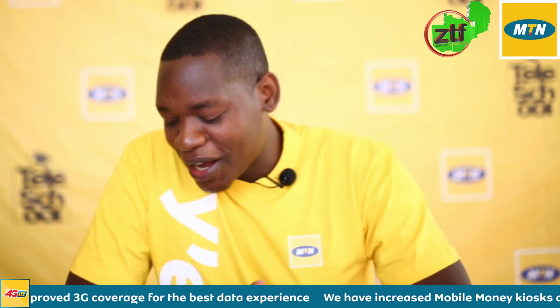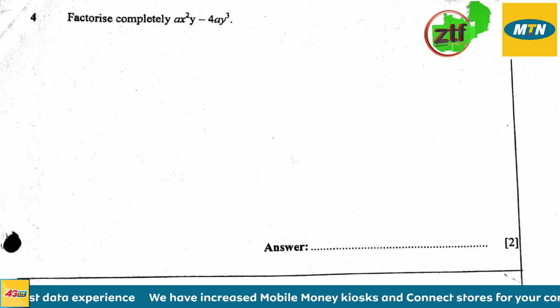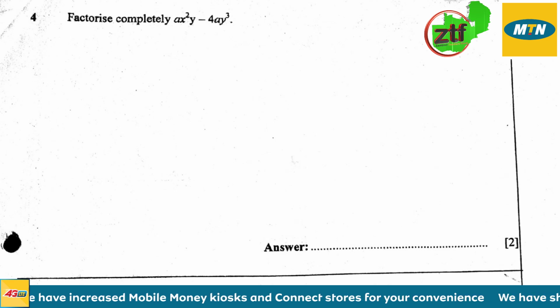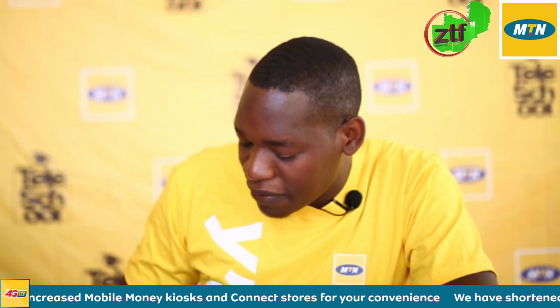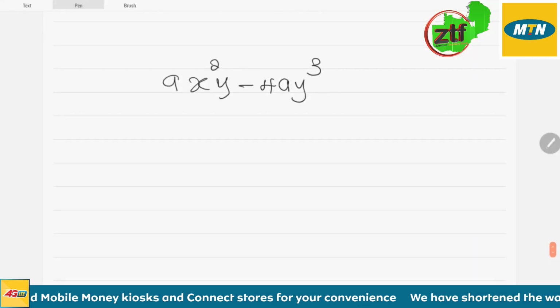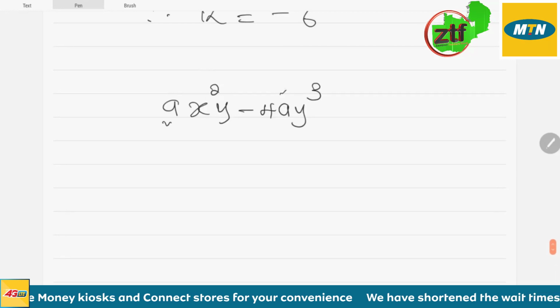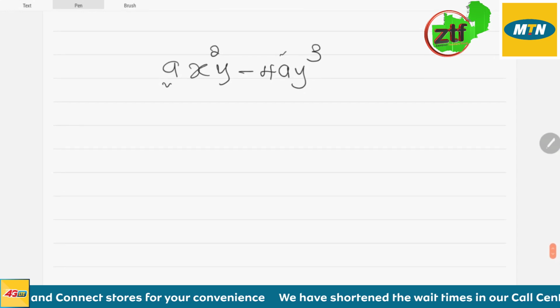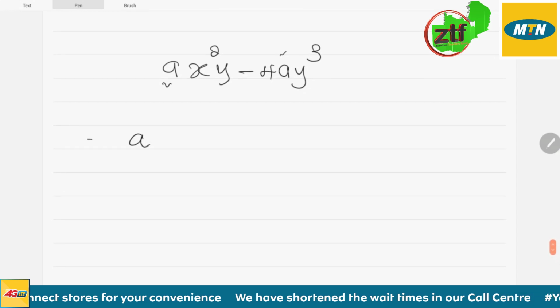So they want us to factorize this expression. So how do you factorize an expression like this one? Well, you look at the common factors. That is how we are factorizing. Okay, so when you look at the first term, you have ax squared y minus 4ay cubed. So you can see from the terms that we have that a from the first term is common. We have a, and we also have a on the second term. So we are saying that a is common. So we can write our a like that.